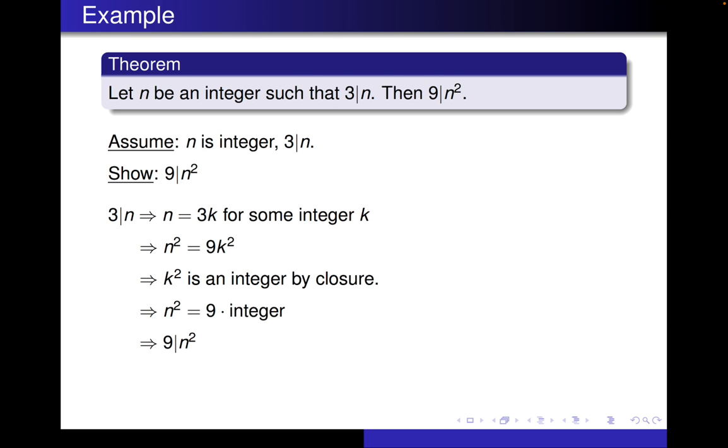So there's my proof. I start with 3 divides n, so n equals 3k for some integer k, n squared equals 9 times k squared, k squared is an integer, n squared equals 9 times an integer, 9 divides n squared. There's the outline of my proof.